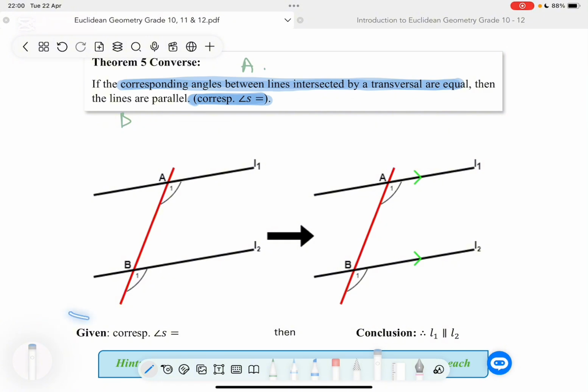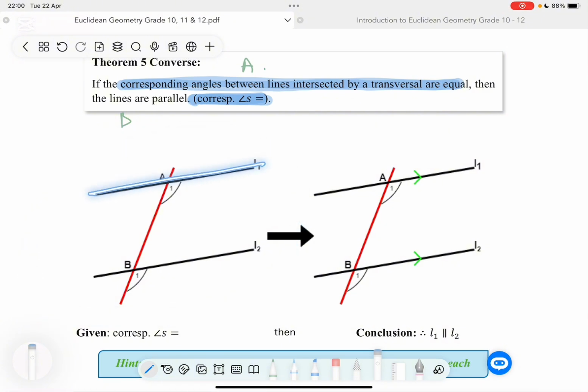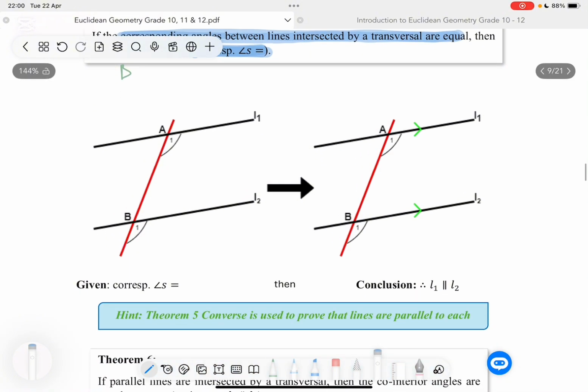Remember, on our starting position here, we just know that we have line 1 and line 2. We don't know if they are parallel. We're actually concluding that they are parallel. Now, for that reason, this theorem 5 is then used to prove that lines are parallel to each other.